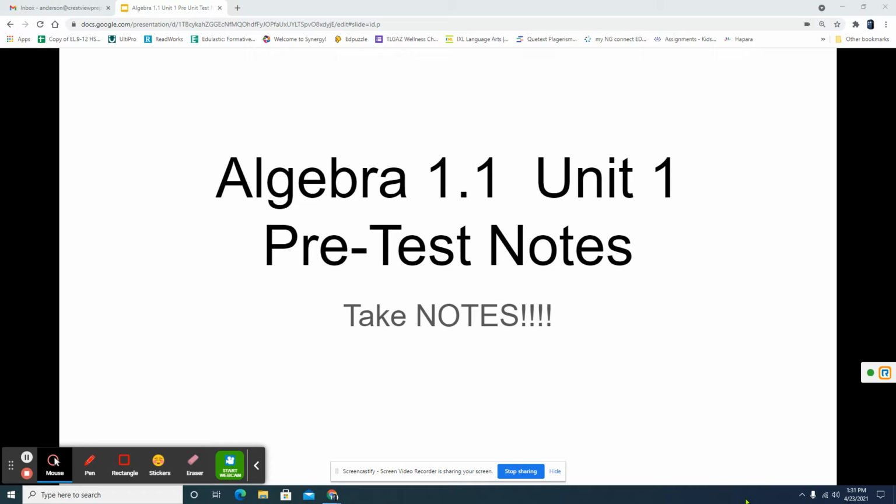Algebra 1-1, Unit 1, Pretest Notes, otherwise known as Unit 4 in the Pantheon of Algebra at Crestview.